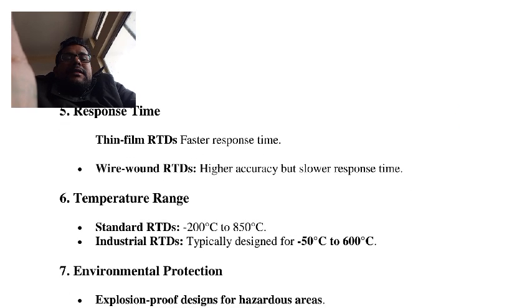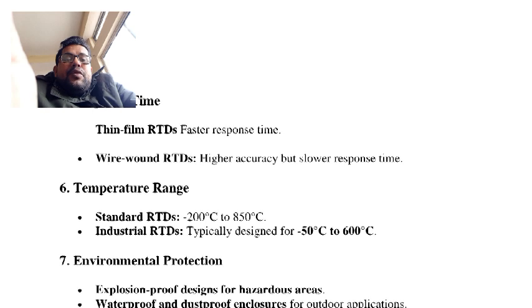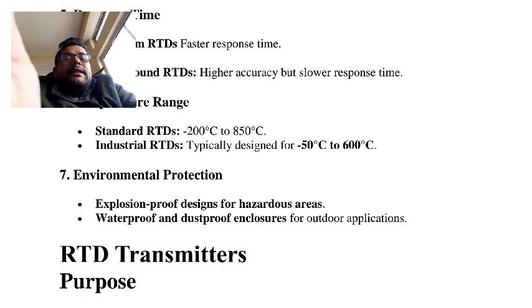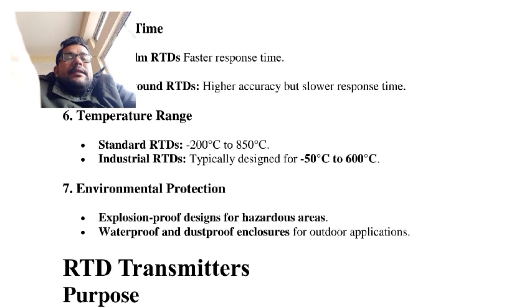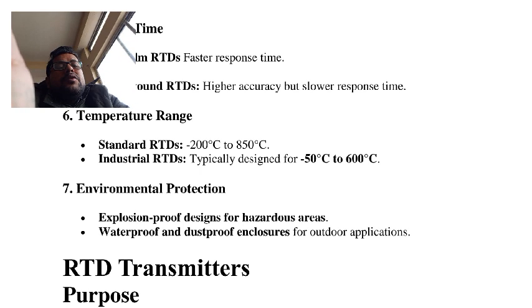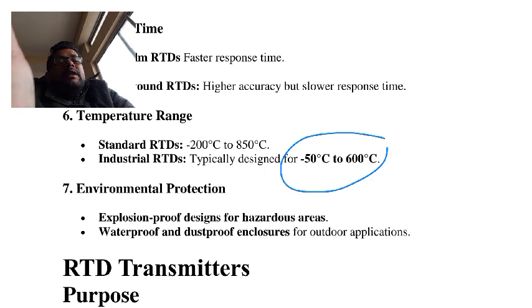Next, the temperature ranges. For a standard RTD, the range is generally minus 200 degrees to 850 degrees Celsius. Industrial RTDs are designed for minus 50 to 600, because after 600 it may not be accurate and stability may be affected. That's why for industrial use we generally use minus 50 to 600 degrees Celsius, and it gives very good output.